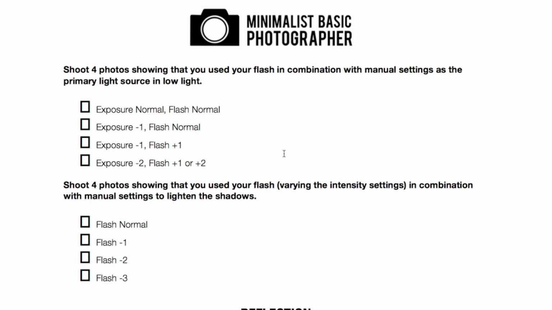Next, you're going to do an exposure that is one stop underexposed with the flash normal. And then you're going to try one stop under on the exposure, but one stop over on the flash. And last of all, you're going to do two stops underexposed and one or two stops overexposed on the flash. All right, so let me show you what it is I'm talking about here.